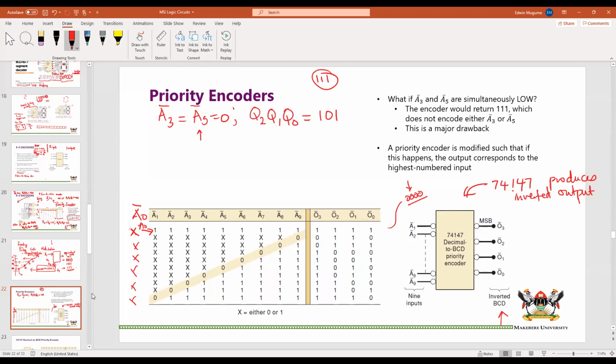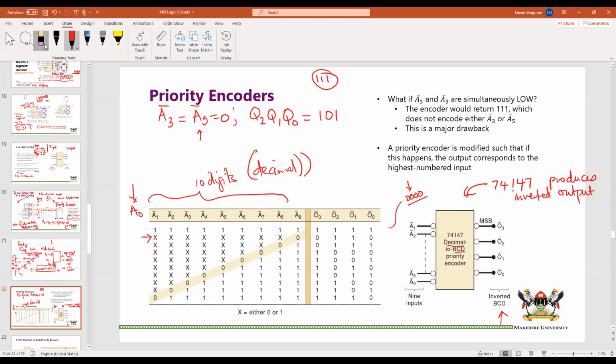Now, if we look at the next one, this is where things get a bit more interesting, and I want you to pay attention here. In this case, we have A9. As you can see, these are 10 digits, where A naught obviously has been ignored, but it is there. This is the 10th. It's 1 to 9 plus that, which is 10 digits. That makes this one a decimal input. And that's why we have a decimal to BCD priority encoder.